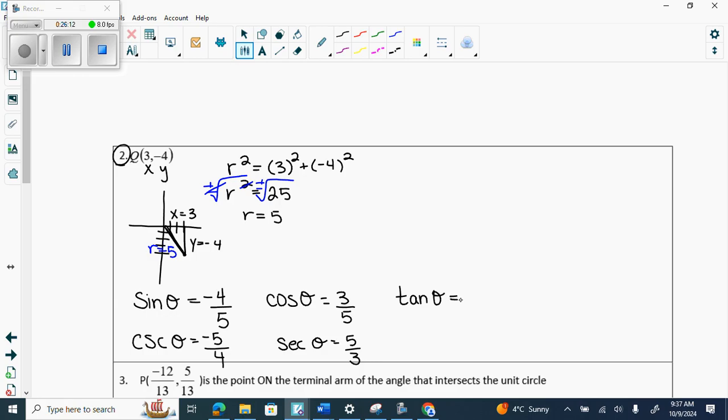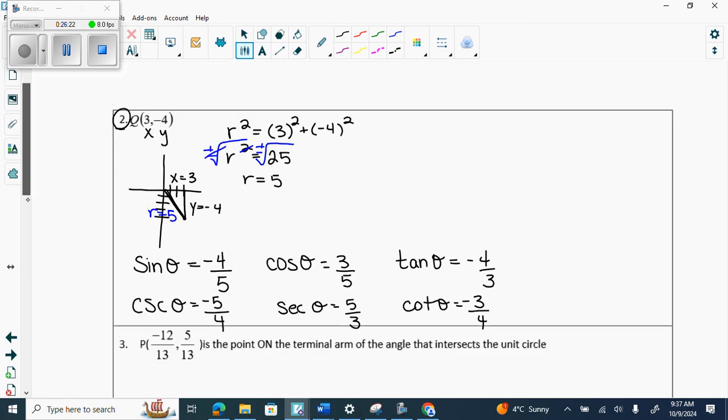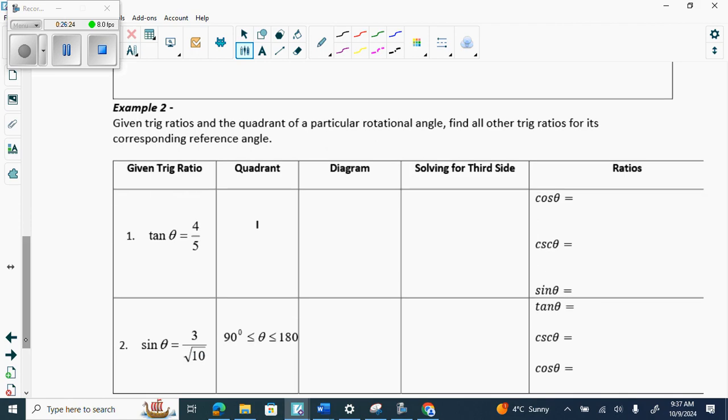And then tan theta is y over x, so -4/3. And cotan theta is x over y, -3. All right. We're going to go down to this one. Coming back to the actual rotational angle at the very end, after we've done all these, we're just sticking to trig ratios. We're going to stick to what we know.